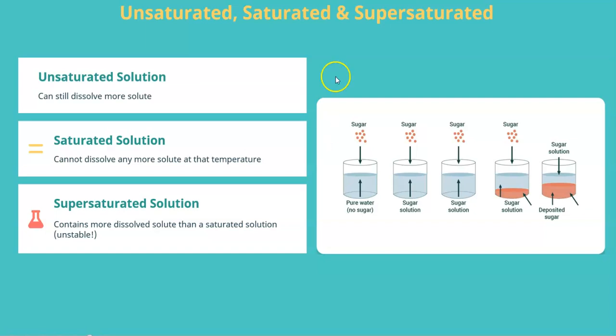We have here the so-called unsaturated, saturated, and supersaturated solutions. For the unsaturated solution, it can still dissolve more solute. For the saturated solution, it cannot dissolve any more solute at that temperature because it has reached the limit of solute that the given solvent can dissolve. So it is already a saturated solution. For the supersaturated solution, this is a special case. It contains more dissolved solute than a saturated solution because of changing its temperature.